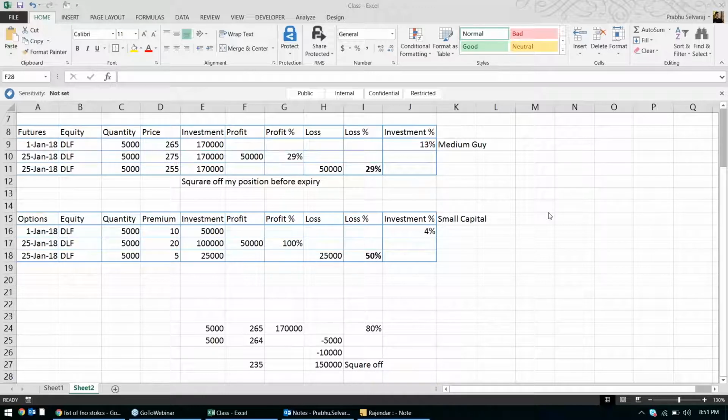What is the upper circuit, lower circuit? No upper circuit, no lower circuit. You can trade. The price can go any number of extent. This 10 rupees, if you put a right bid, 10 can become 100 also.